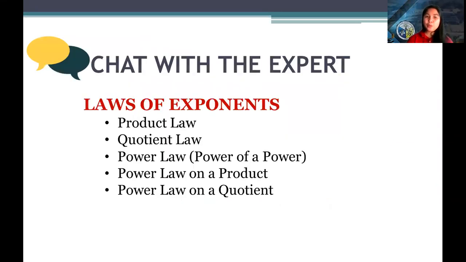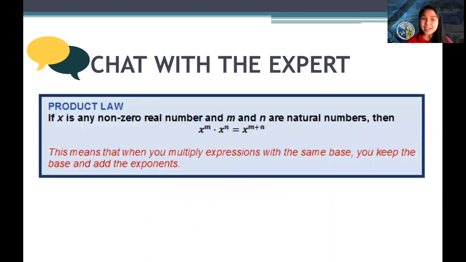Now, we have 5 basic laws of exponents. We have the product law, quotient law, power of a power law, power law on a product, and the 5th one is the power law on quotient. Let's start. Ready? The first one is the product law. Let me just explain it.